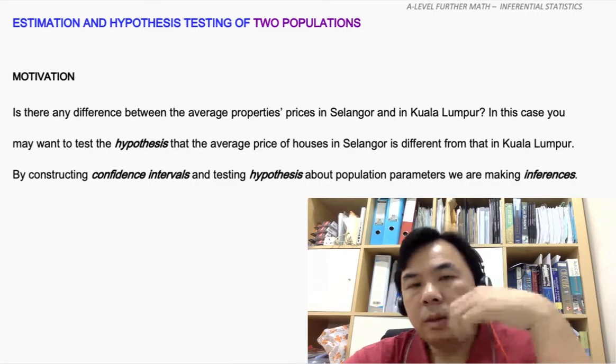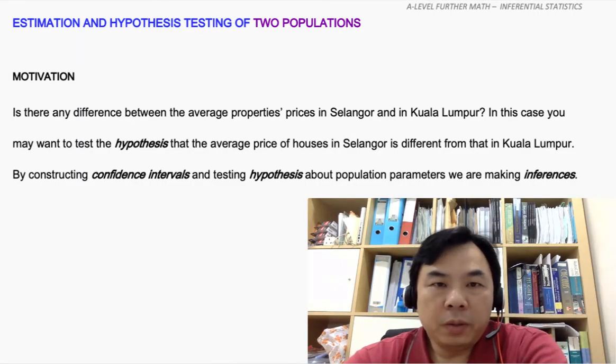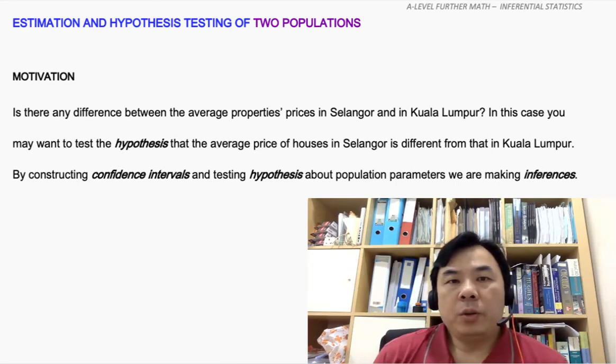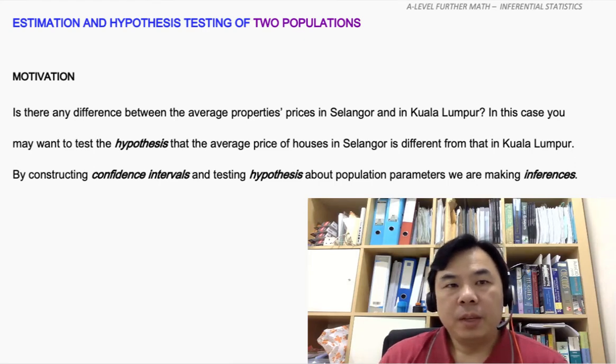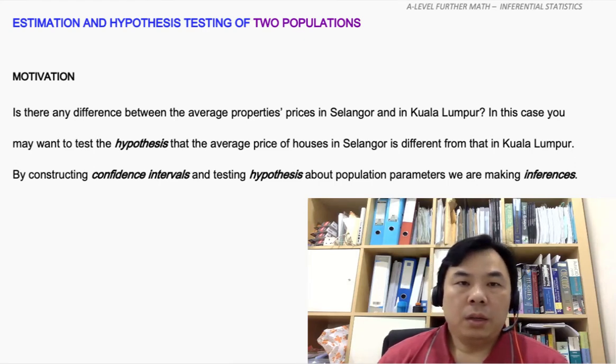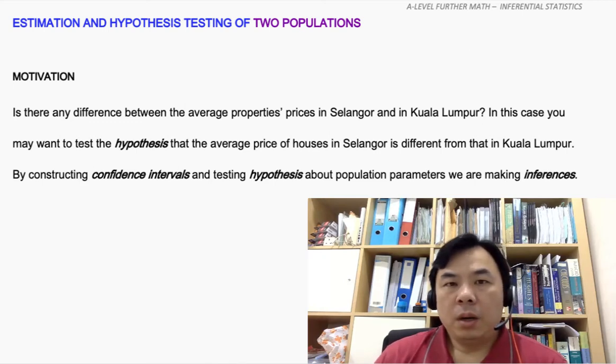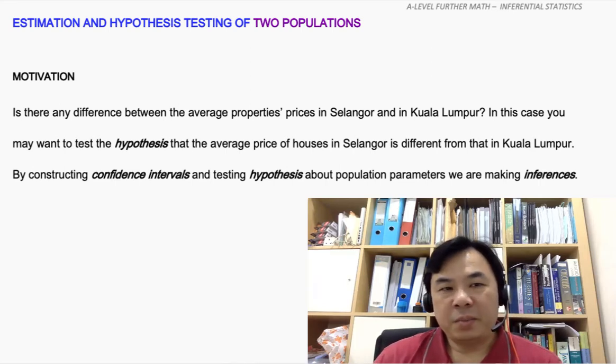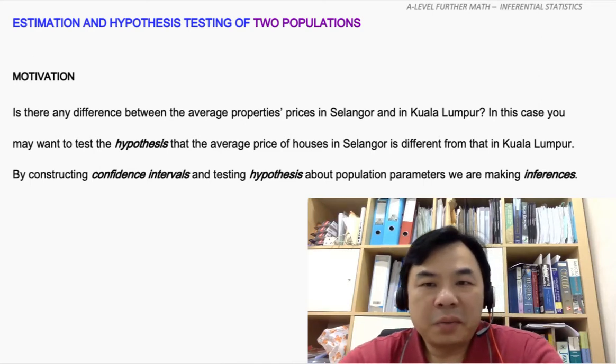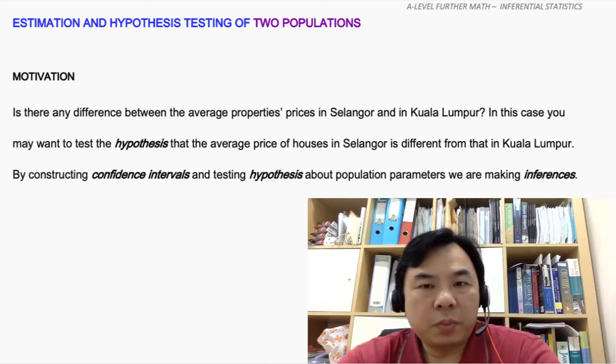All right, welcome back. Now we're going to go through a bit of the theory behind hypothesis testing for two populations, and its estimation. Now, the motivation behind introducing hypothesis testing of two populations: this is just my example here. I think most Malaysians would have this question in mind. Is there any difference between the average property prices in the Selangor area and in Kuala Lumpur?